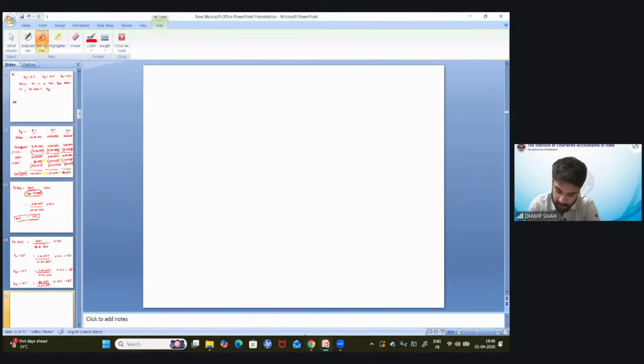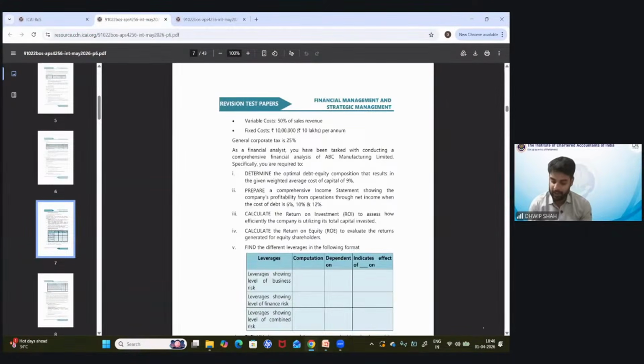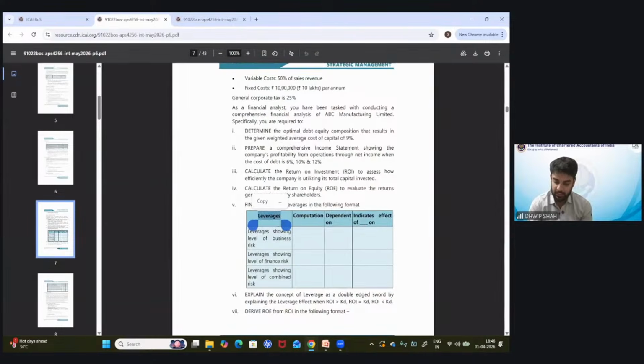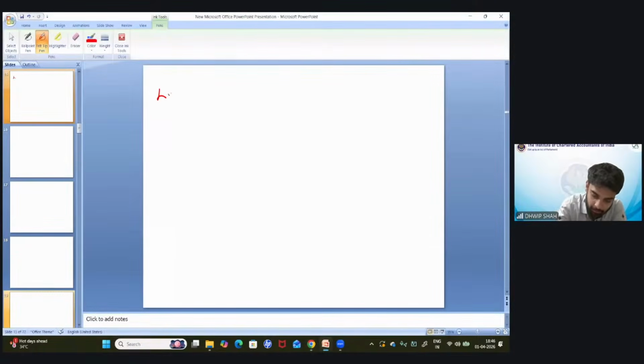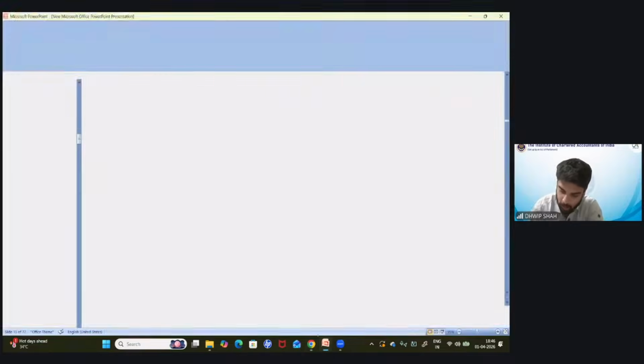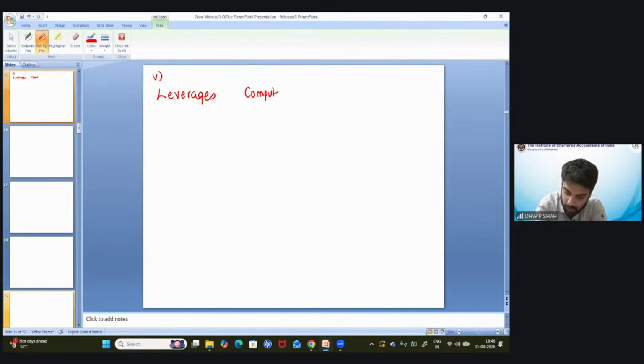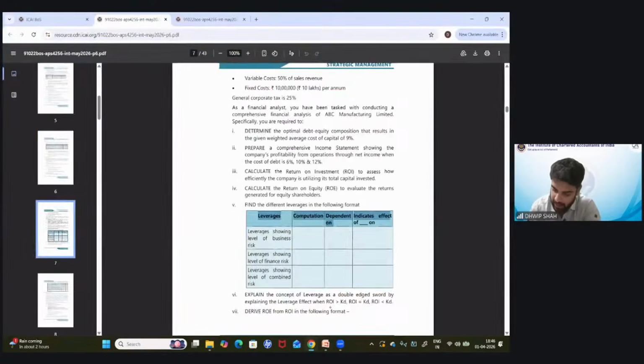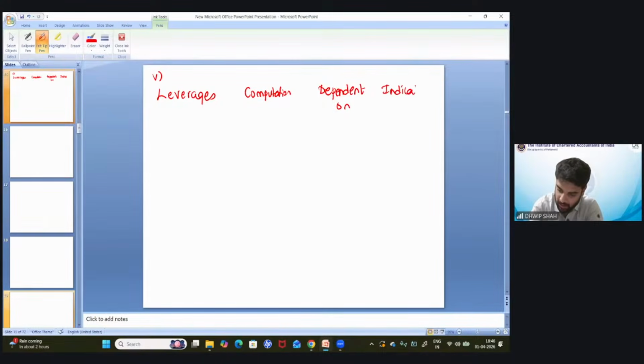So point 4 clear. Let's move to point number 5 now. Find the different leverages in the following format. See, they have given the format. So just stick to the format and find it. First make the format. This is point number 5. Column 1 is leverage. Second is computation. Computation means formula of that respective leverage. Third is dependent on. Fourth is indicates effect of. Indicates effect of dash on dash. Okay, there are two fill in the blanks in the last column.